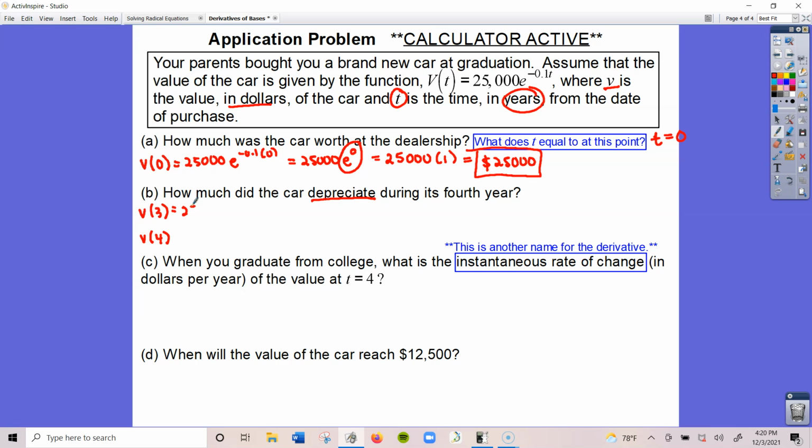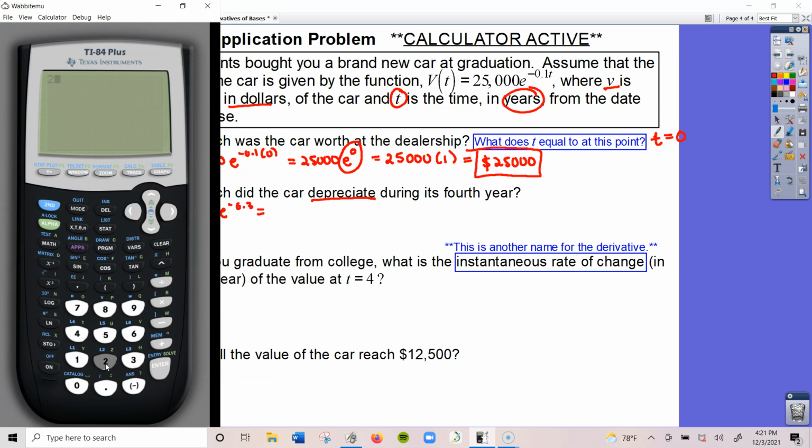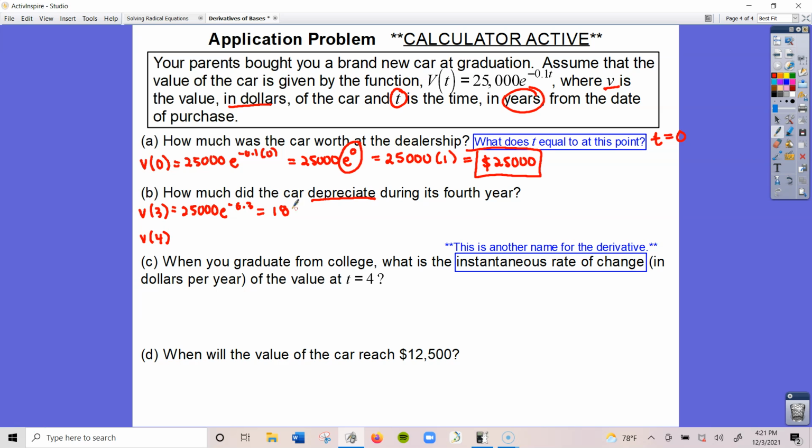V of 3 is going to be 25,000 times e raised to the negative 0.1 times 3, which is negative 0.3. So I'm going to go to my calculator, and I'm going to put 25,000 times e raised to the negative 0.3. And that gives me 18,520 and 46 cents. Now here I am rounding because this represents dollars, and we only have 2 decimal points for dollars. So 18,520 and 46 cents.